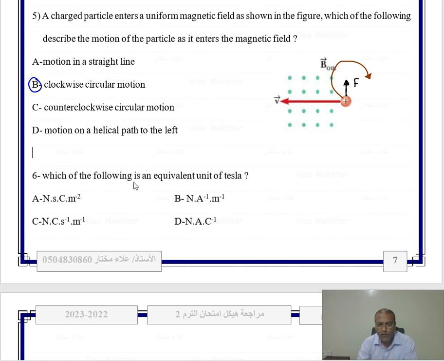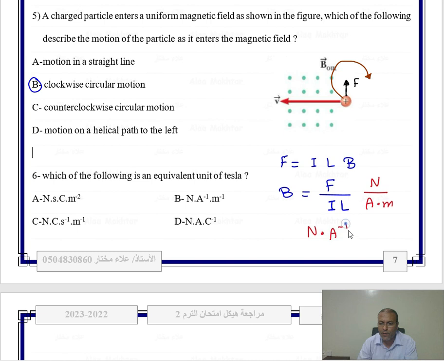Number 6. Which of the following is an equivalent unit of Tesla? The force that affects a wire carrying current is ILB. B is equal to F over IL. F is measured in Newton, I in ampere, L in meter. We can consider it Newton times ampere to the power -1, meter to the power -1. So this is the correct choice.